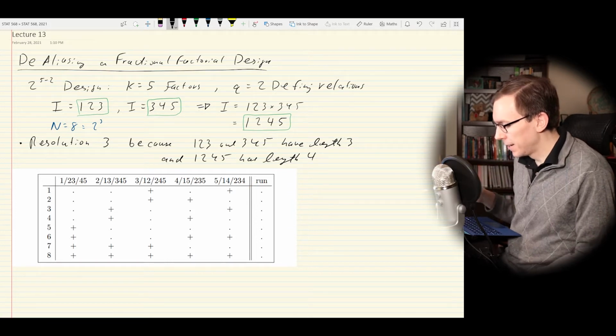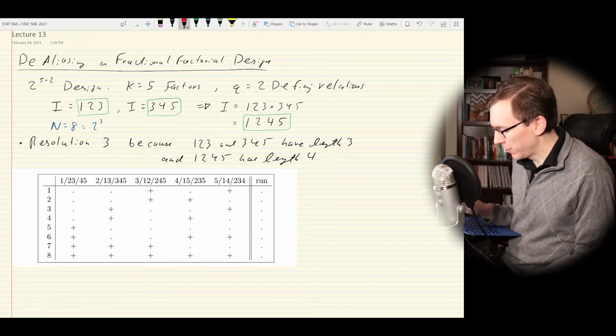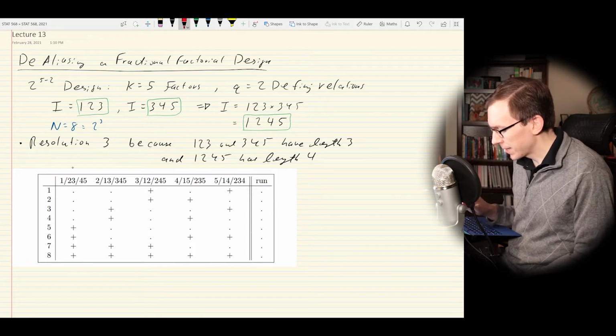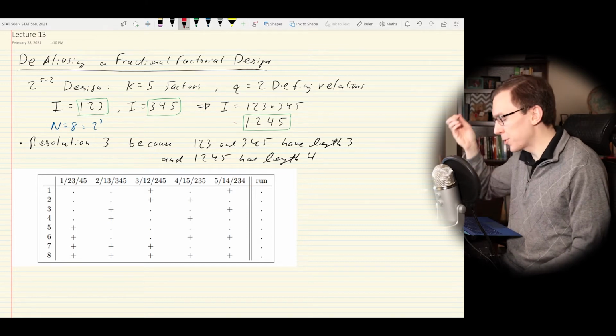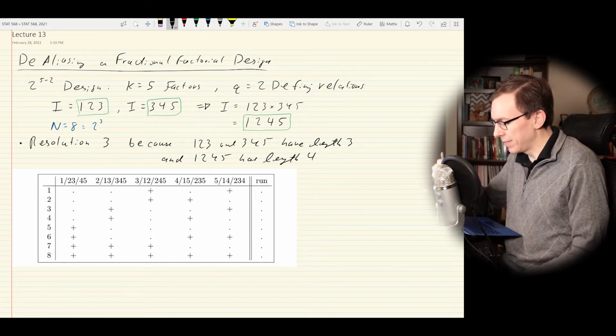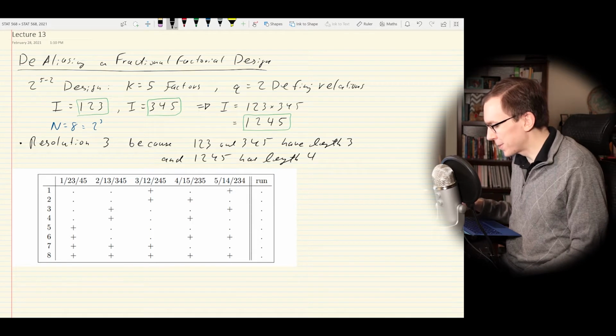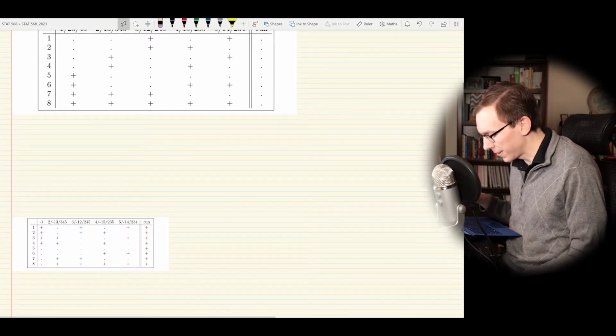Now what we see here is that main effect 1 is aliased with 2, 3, and main effect 2 is aliased with 1, 3, and 3 with 1, 2, and 4 with 1, 5, and 5 with 1, 4. So what that means is that none of the main effects, and I believe also none of the two-way interactions, are clear either.